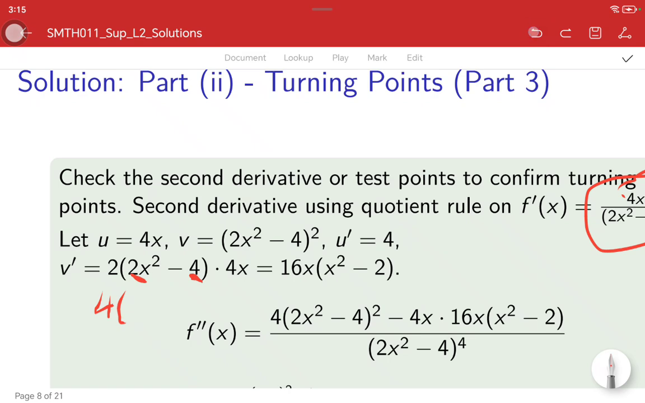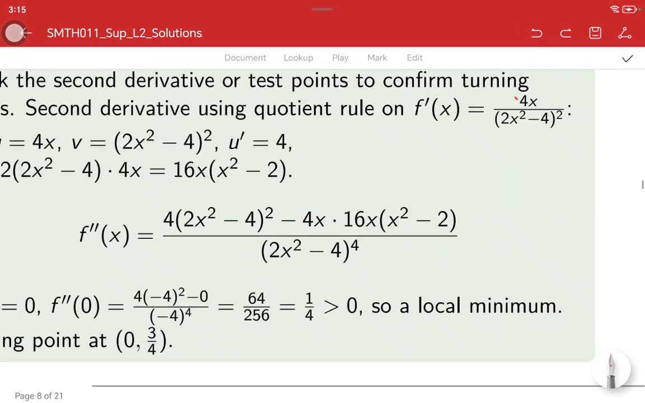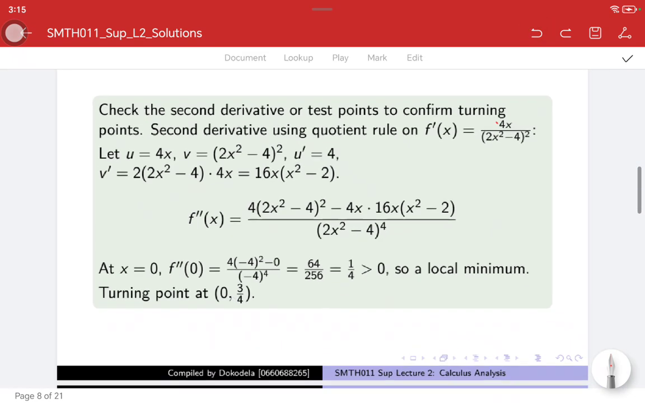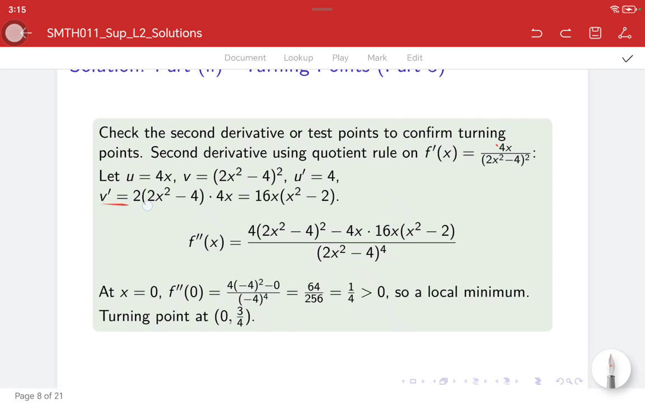From here, I have all the things that I need. I have u, I have v, I have u prime, and I have v prime. So I can go to the equation and plug in. Then I'm going to plug in and simplify this numerator. Let's see what I get when I simplify the numerator.